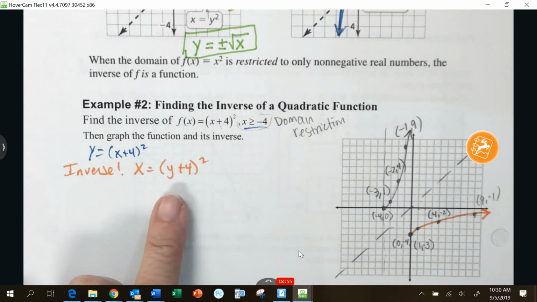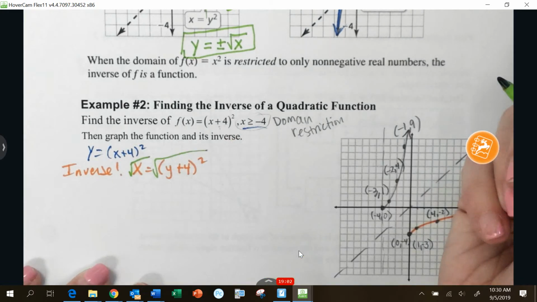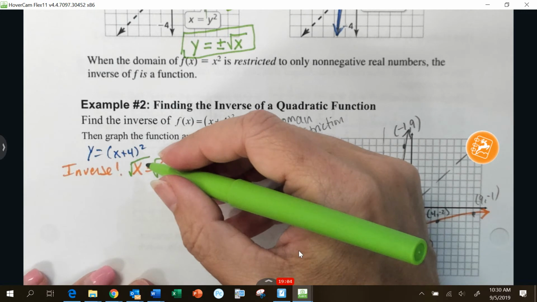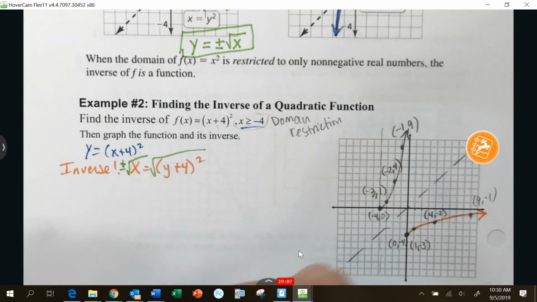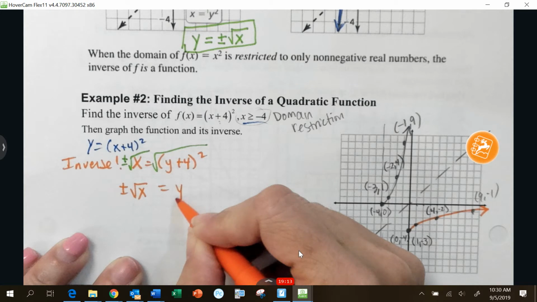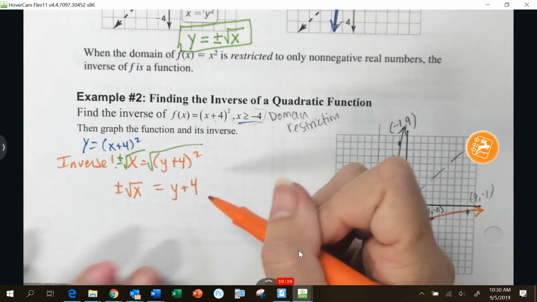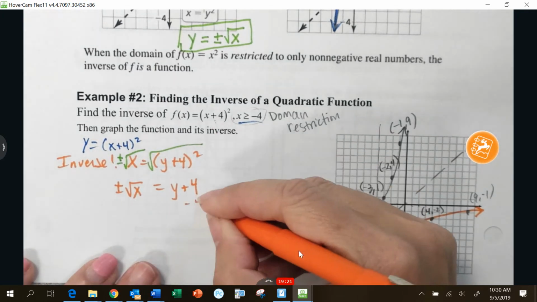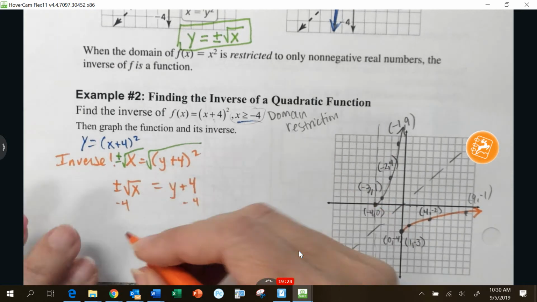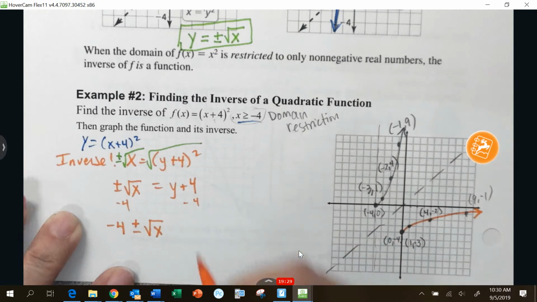And I have to solve this for y. What do I do first to solve it for y? Square root. If I square root, there are going to be two answers. If I square root, what also do I have to do? Plus minus. So now I have plus minus square root x equals y plus 4. So now the inverse operation of plus 4 is minus 4. I'm actually going to put it in front of the plus minus because that's typically where we would put it.